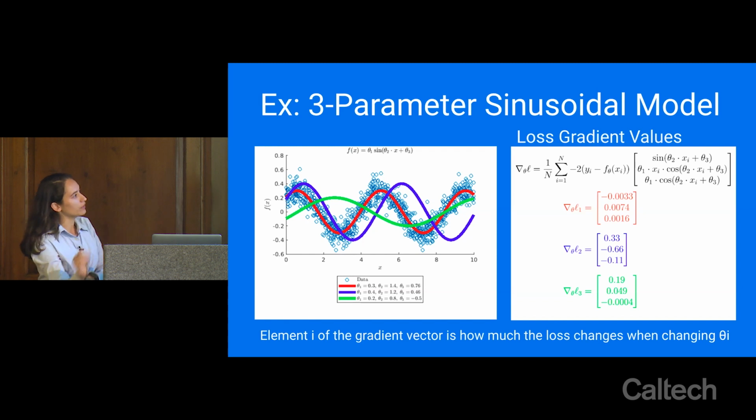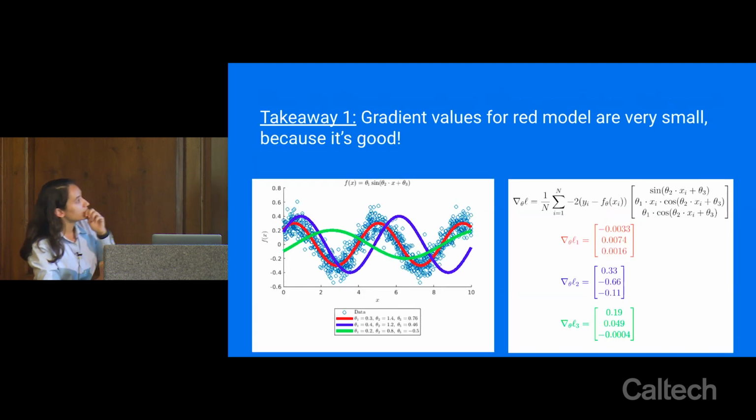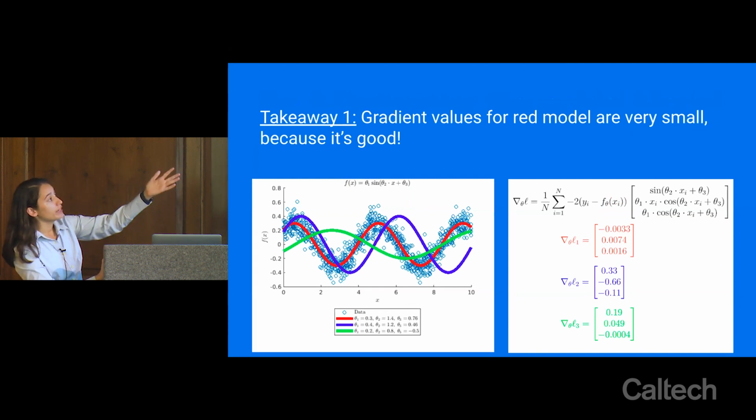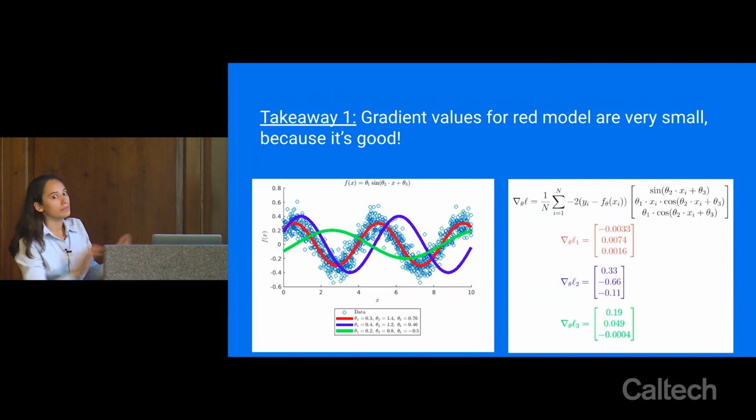We're going to walk through some high-level takeaways, I think I have them on the next slides as well, so that you understand what you're looking at when you look at what a gradient is. Takeaway one is that the red model performed best, and the gradient values for the red model are very small because it's good. In this case, we're doing a minimization problem.